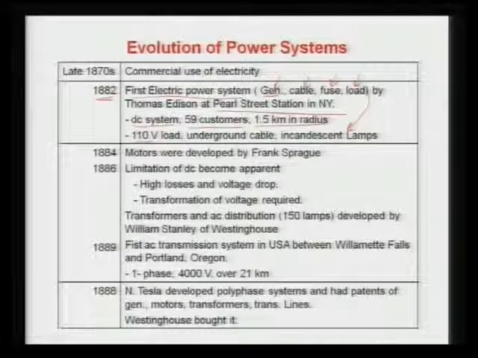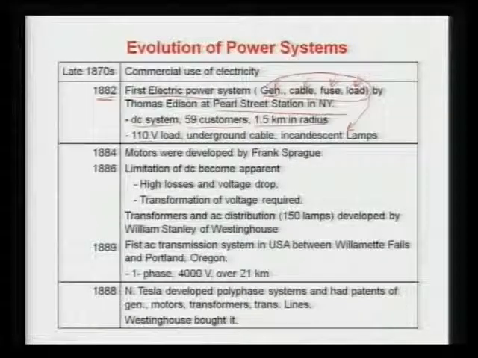So, it was a small system, but it was complete in the sense that it is called a power system, because a power system should comprise generation, transmission, as well as distribution. So, it consisted of all of these. That is why it is called the first electric power system. It was a DC system, because DC generators were used, and at that time AC power was not even invented. So, the DC system was there.